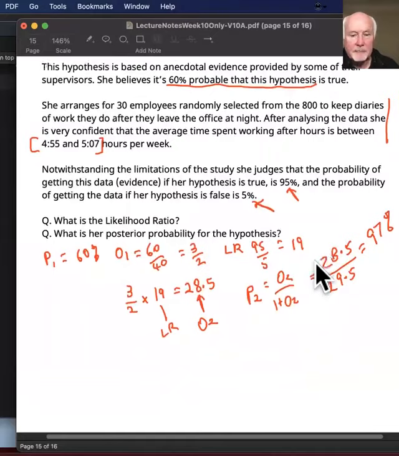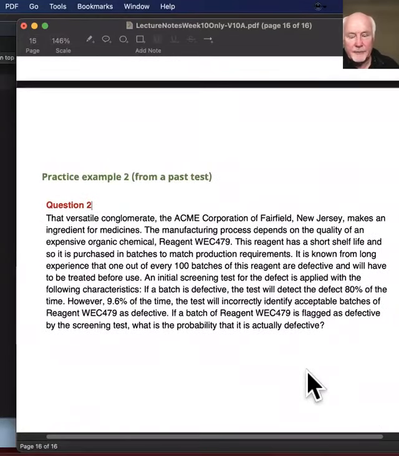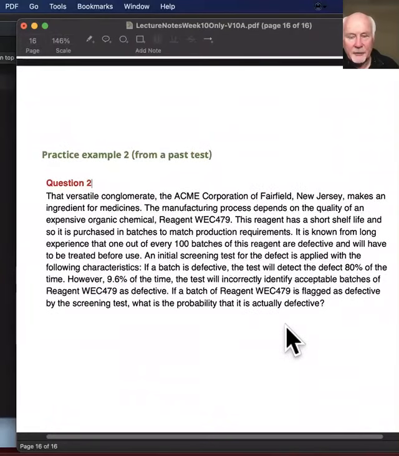So that's the calculation. I've got a practice example here. I'm not going to do this one. Now, what I would like you to do is do this one before the tutorial tomorrow. So I'll show you the answer in the tutorials tomorrow, but it really would be useful for you if you can have a go at this by yourself.